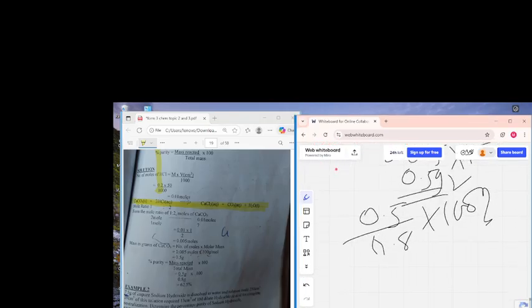So before I start my lesson, I have written a formula: the percentage purity equals the mass reacted, the pure mass reacted, which is 0.5, divided by the total mass, the impure one, 0.8, multiplied by 100%. After that, what will you get? 62.5%.